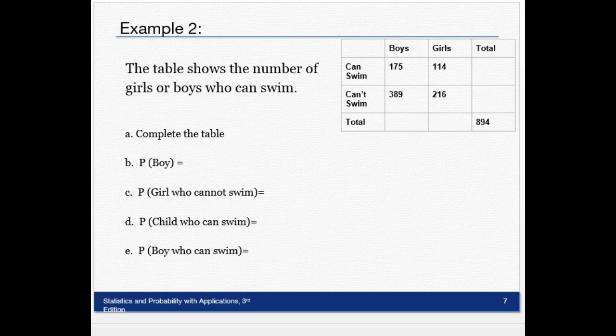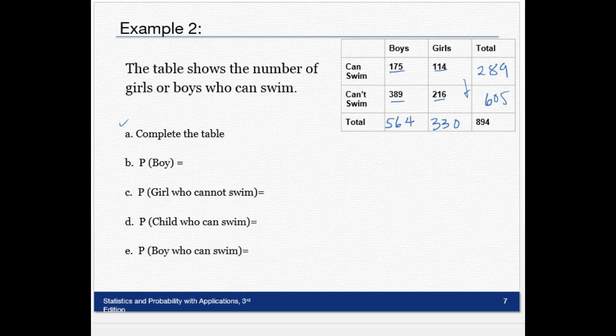Example 2. All right, the table shows the number of girls or boys who can swim. Okay, two-way table. You can see that's not complete. And that's the very first thing it's going to ask you to do, is to complete the table. Well, hopefully you can figure this out. These two, I'm just going to add them up for my total, and I get 289. Same thing here, add them up for my total, 605. And then these two I just add down. So I get 330 and 564.